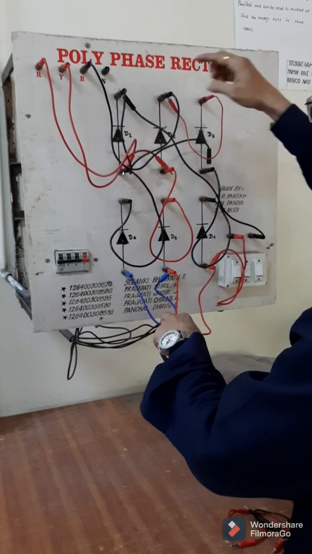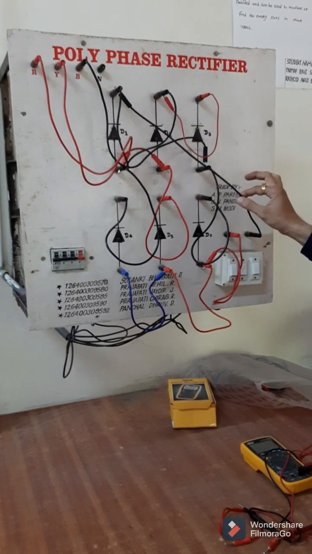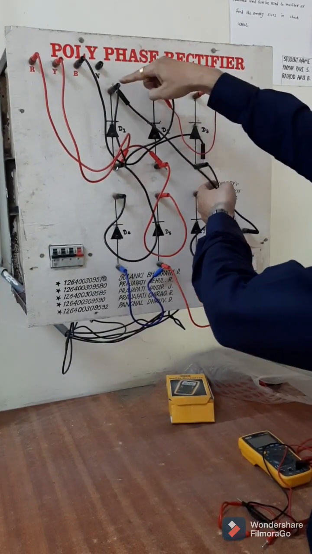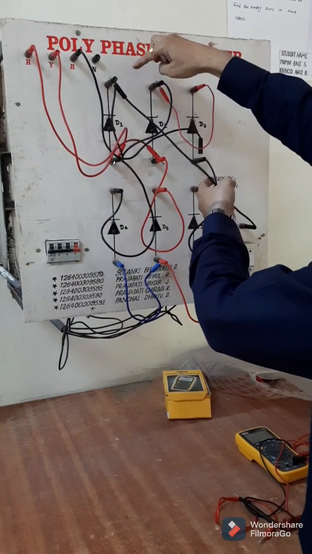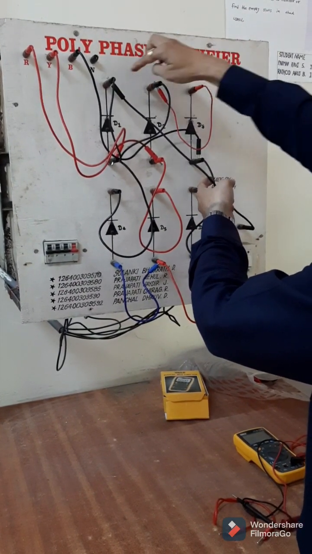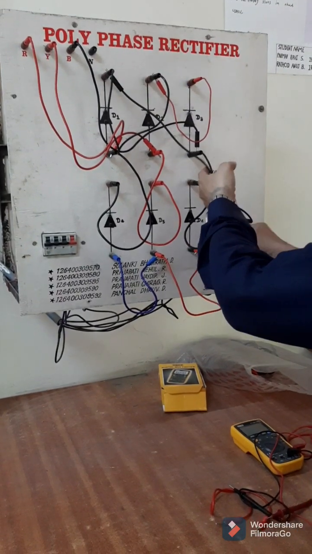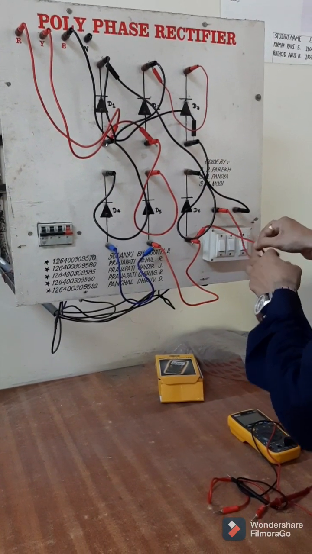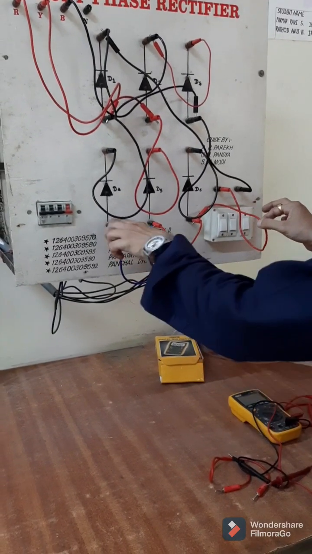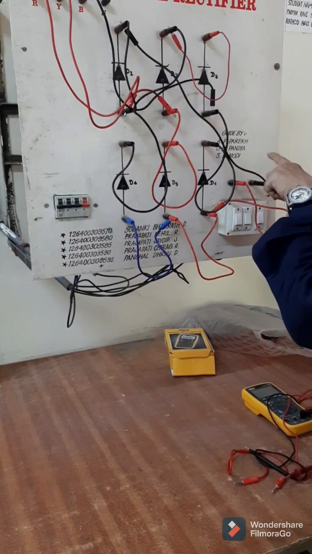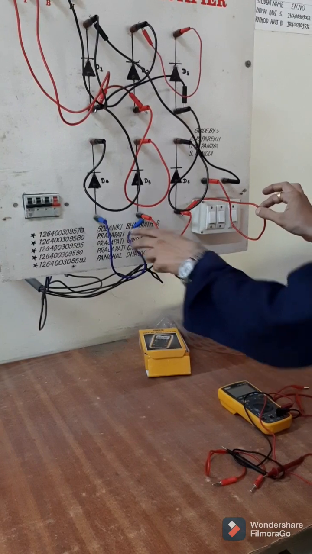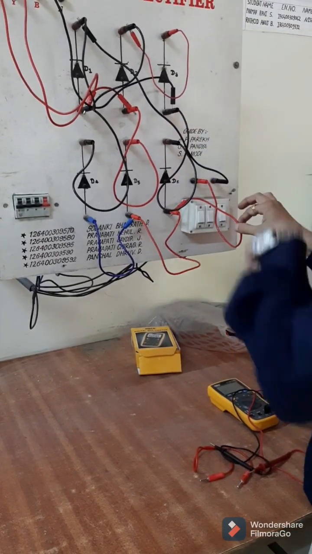For the common cathode, this is the positive of the load. So I have connected this to the common terminal of D1, D2 and D3. Similarly, the negative of the load, or the lamp load, is connected to the common anode terminal of D4, D5, D6. So this is how the load is connected.